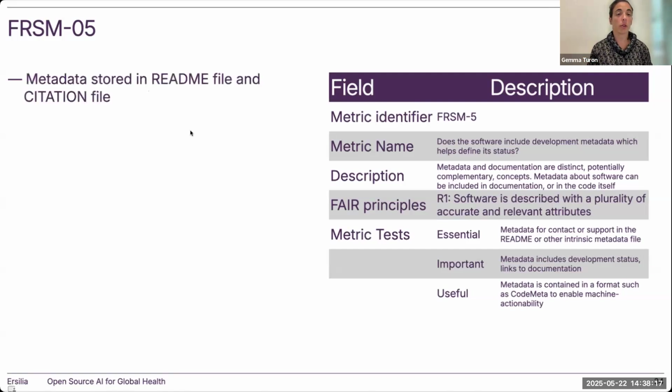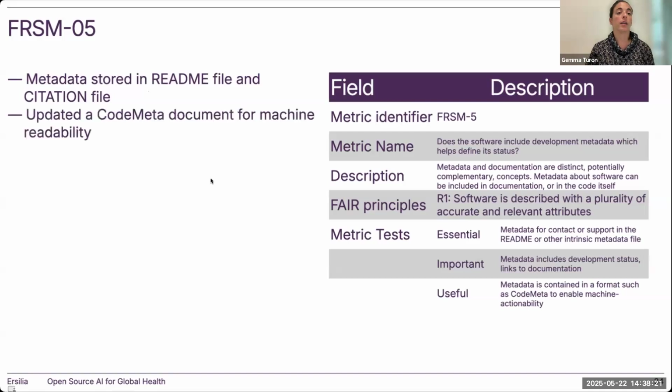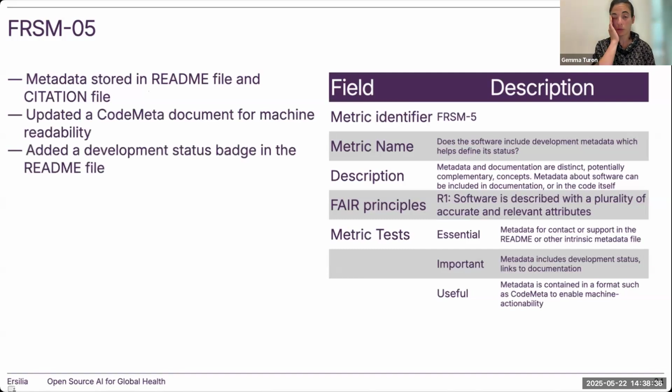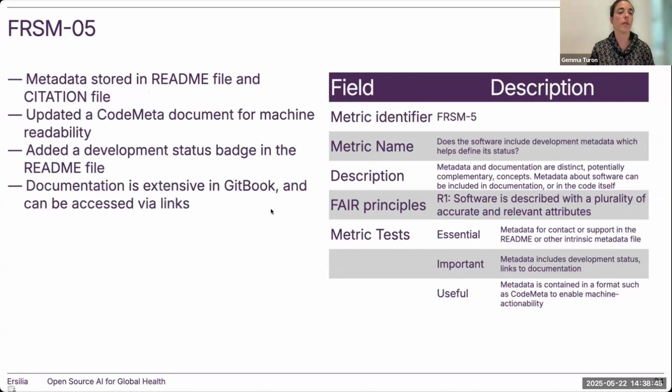So we had everything in a README file and a citation file for the authors. But what we did during this program is to update everything to a codemeta JSON file to make it more machine readable. So we just translated everything that is in the README into a codemeta file. And then we added a development status, which we didn't have in the README file, with repo status. So now it says whether it's in production, in development, or ready, whatever the status of your software is.